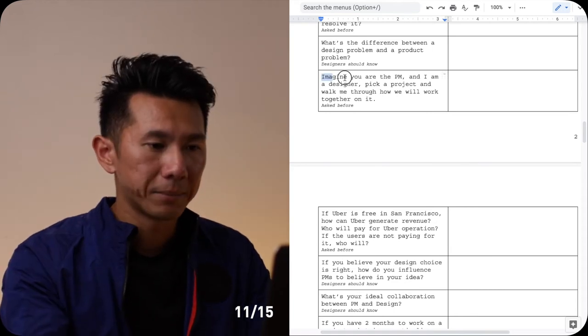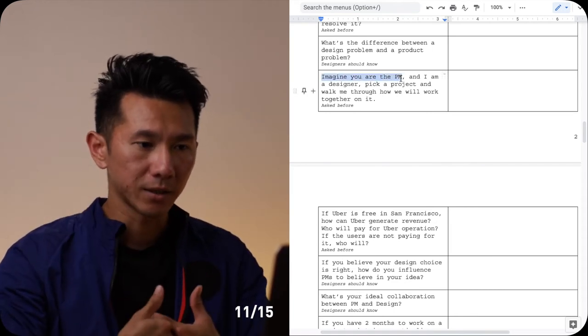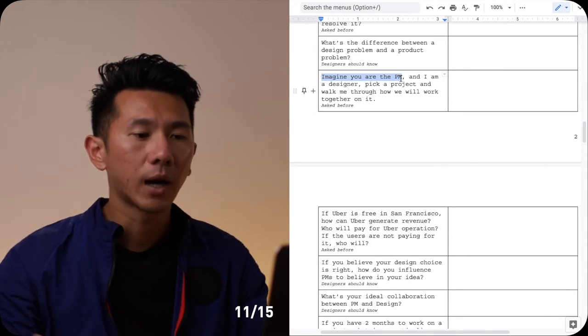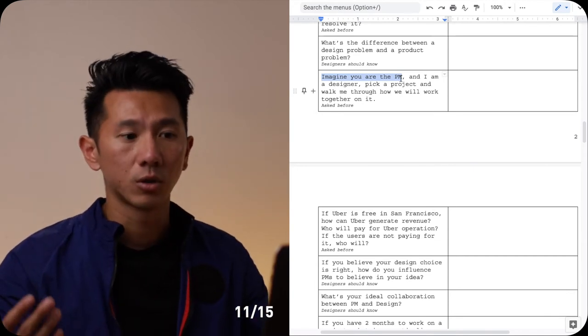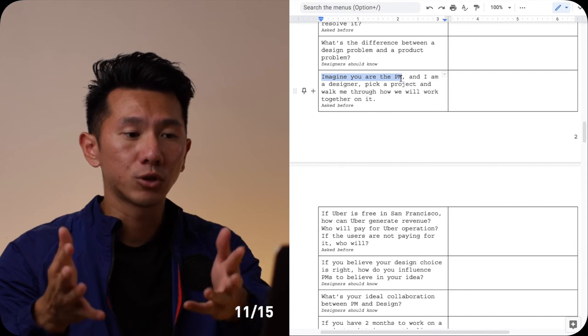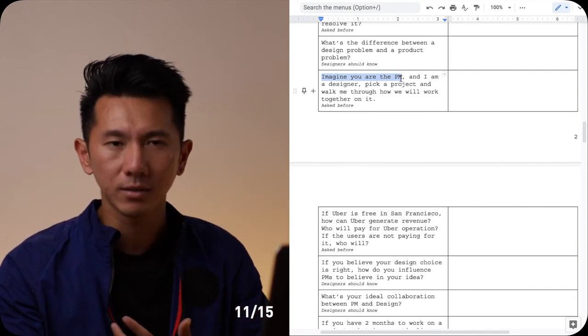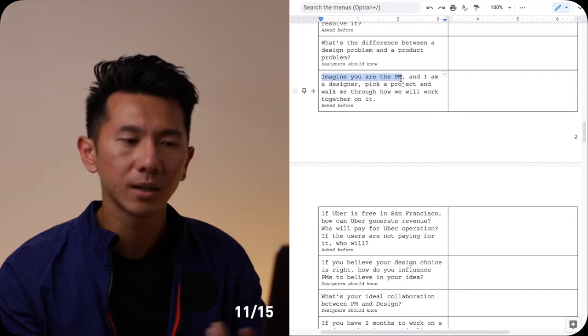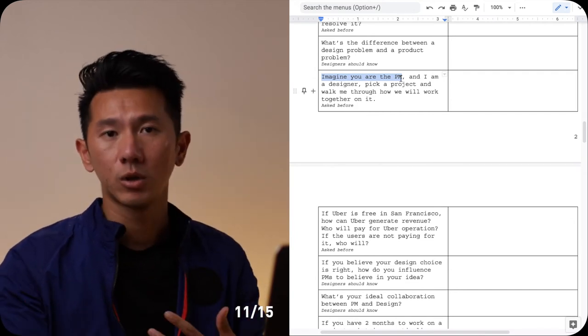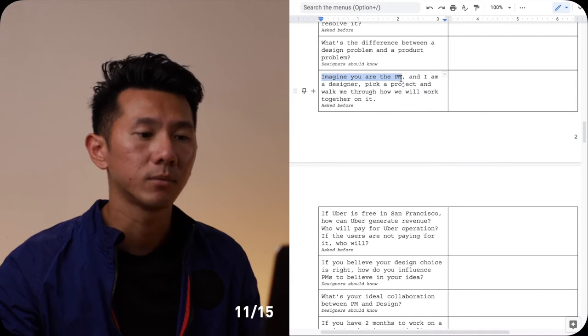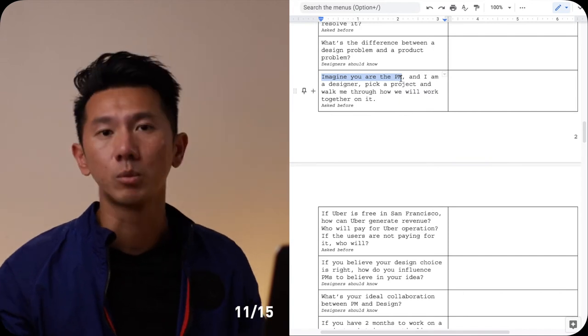Next, imagine you're a PM and I'm a designer. Pick a project and walk me through how we will work together. So you're really putting yourself into the shoes of a PM. This is more or less a live exercise, not really a design exercise, but more like a product management exercise. You do it on the fly. If you do it well, that means you understand the role of a PM. That means you basically have no problem with this round.